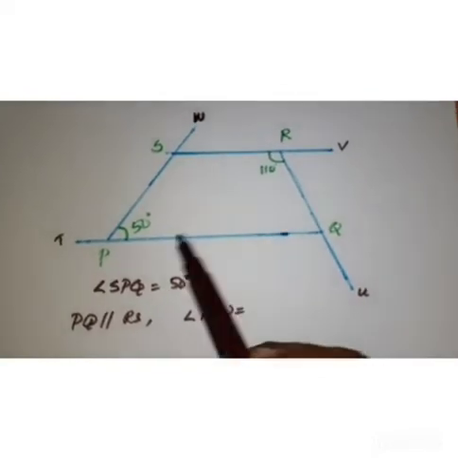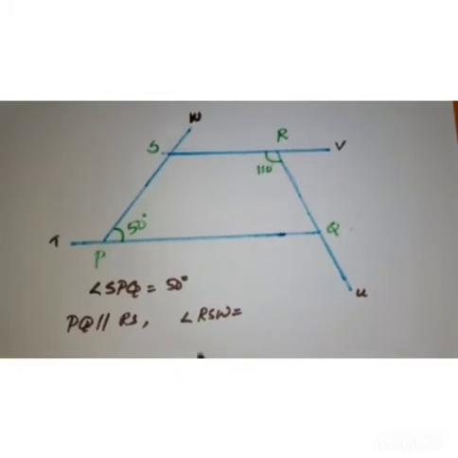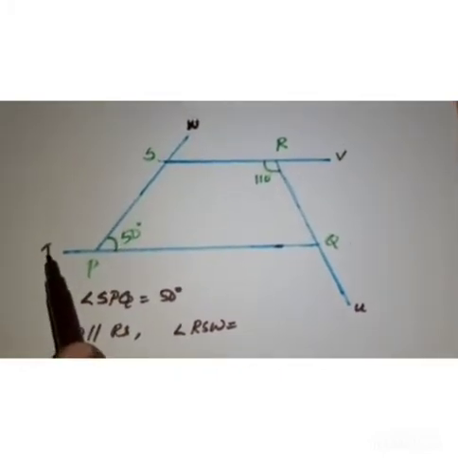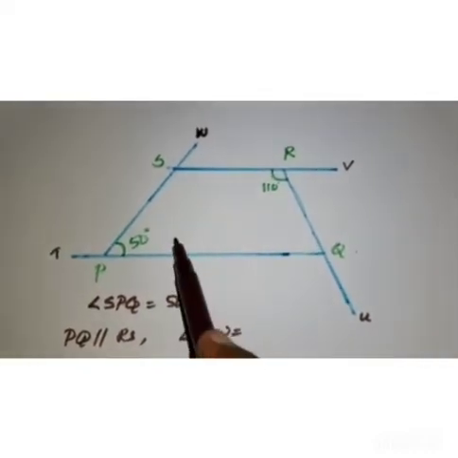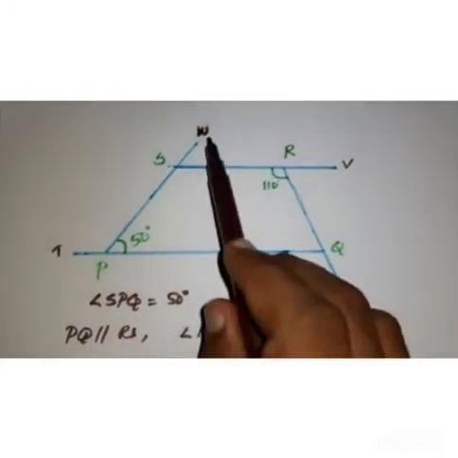So two angles are here. One is 50 degrees, one is 110 degrees. Other inner and outer angles you have to find out. See, the quadrilateral is named P, Q, R, S and the outer angles are named T, U, V and W.